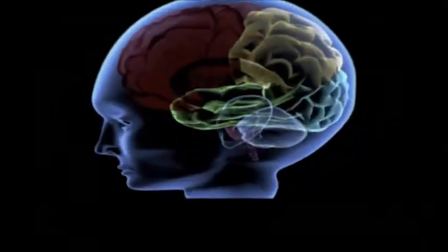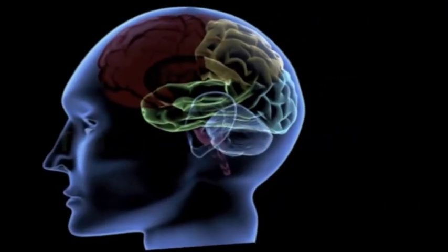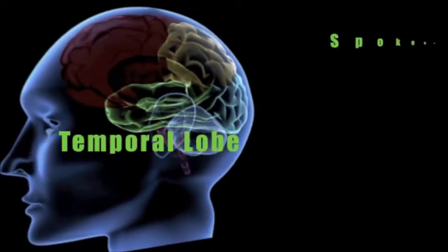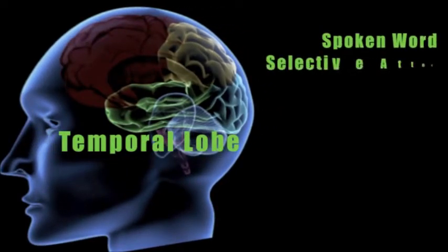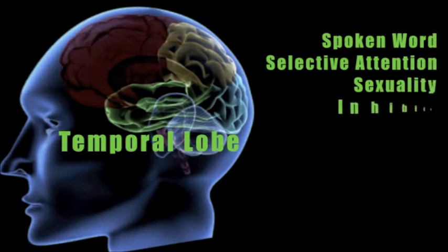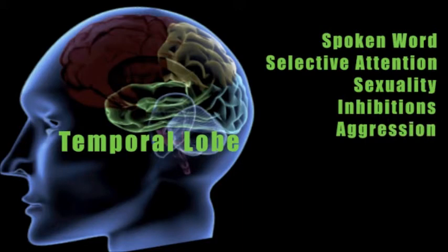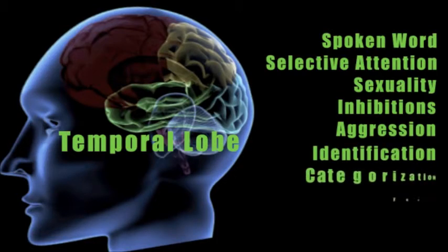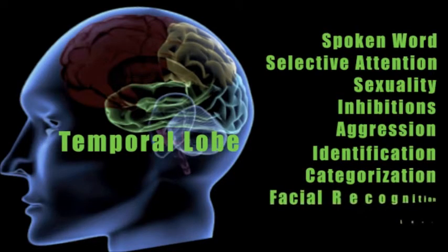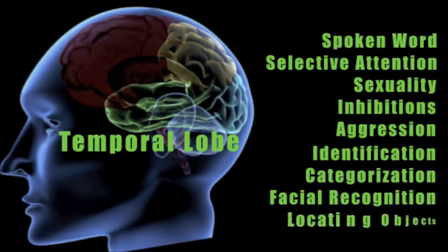The changes that we see when the temporal lobe is injured is that people have problems understanding the spoken word. There are problems with selective attention, sexuality changes. A person with a temporal lobe injury may be found to persistently talk. And often with a temporal lobe injury, we see an increase in aggressive behavior. There are problems identifying objects and categorizing them. And there are problems recognizing faces and finding objects.